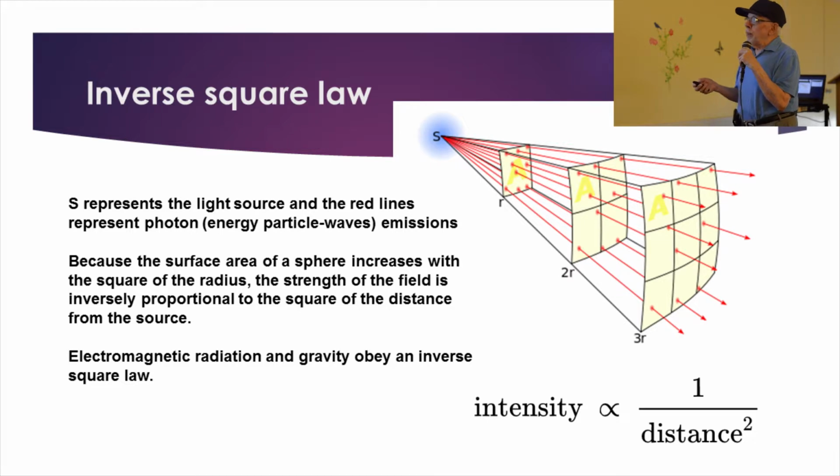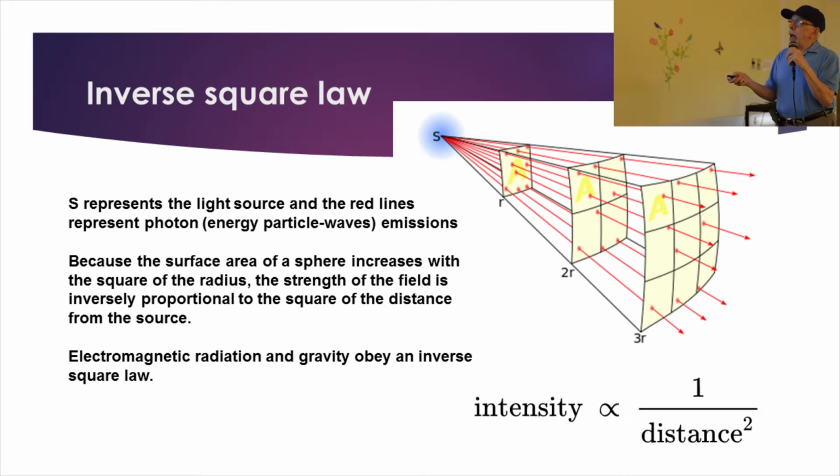So if we start with a light source at S, right here, and these red lines represent emissions of light, light beams, light rays, photons, whatever you want to call it. Visualize now a sphere around that source. A sphere at a distance of r will have this surface area, and let's say that's a unit of 1. It can be 1 square foot, whatever.